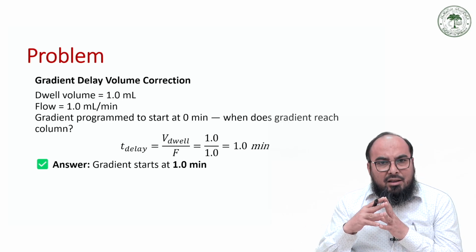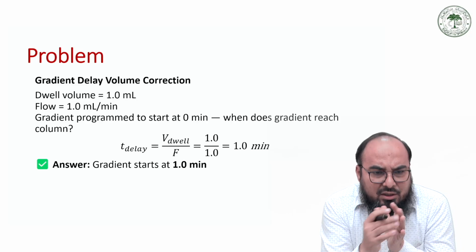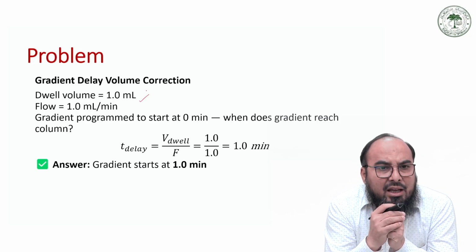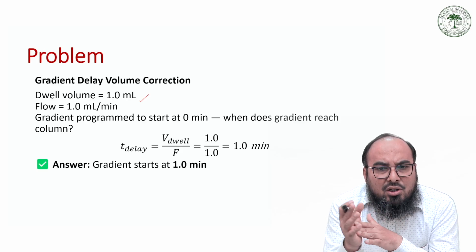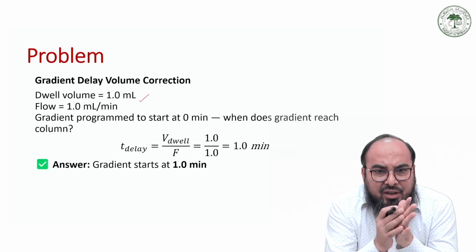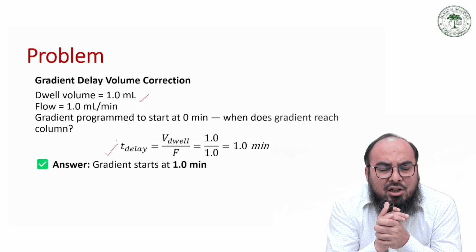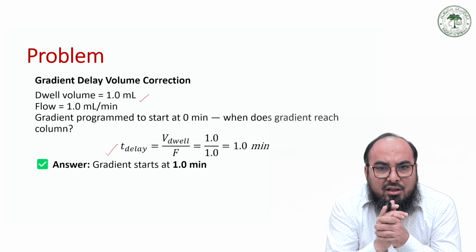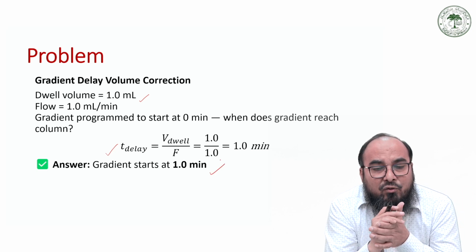Now gradient delay volume correction. For example, you have a dwell volume, it is given as 1 ml and your flow rate is actually 1 ml per minute. So you have to program your gradient. Now the formula is T delay may be defined as dwell volume upon F. So you put all the values, you get that the gradient will start from 1 minute.